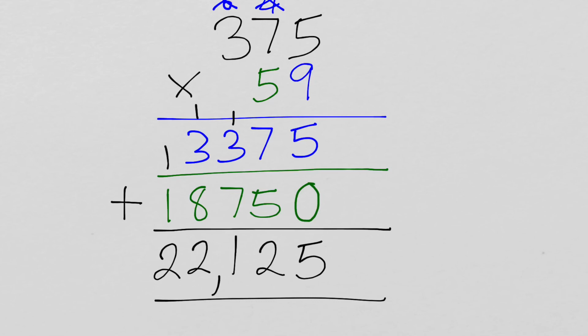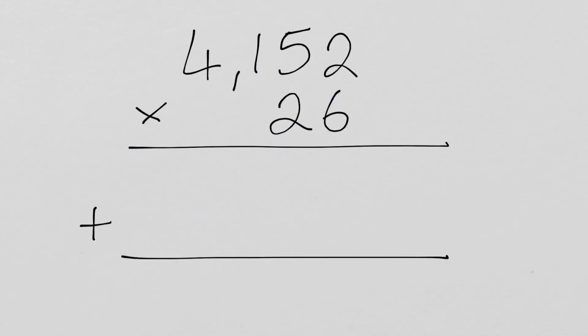So that is how it's done. I've used different colors this time just to show a difference between the ones and the tens that I multiplied. I'm going to do one more example. I'm not really going to commentate much on this. I'm just going to go ahead and do it. This is a 4-digit times a 2-digit. It doesn't really matter how many digits there are.